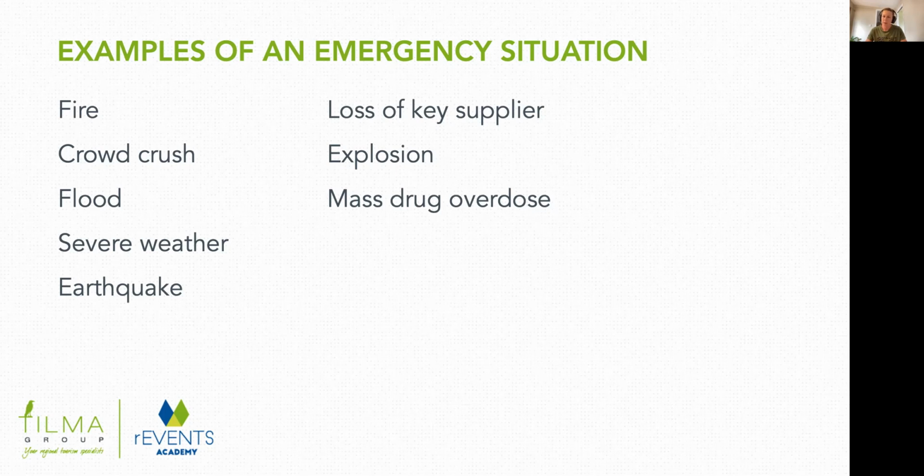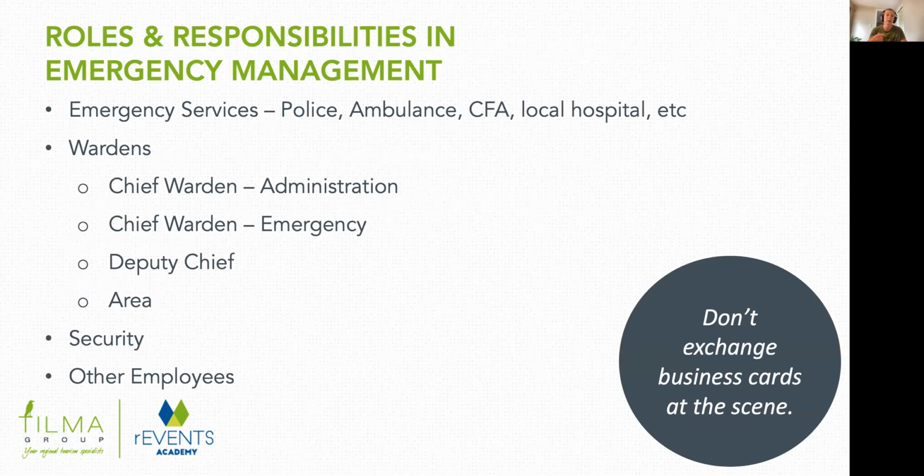If you've ever had an emergency situation at your event, please share it in the chat box. What else would you consider an emergency situation for your event type? Have a little think about that and share that in the chat box. What are some of the things, even, related to your particular area? Are there key potential emergency situations that all events in your area should be considering?